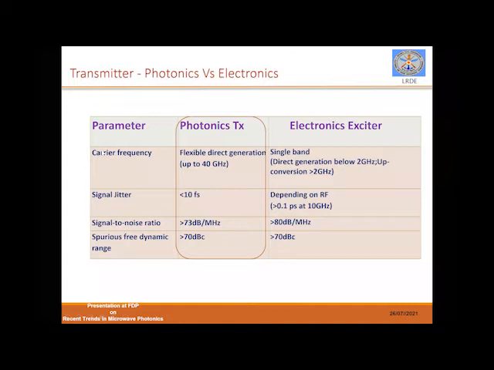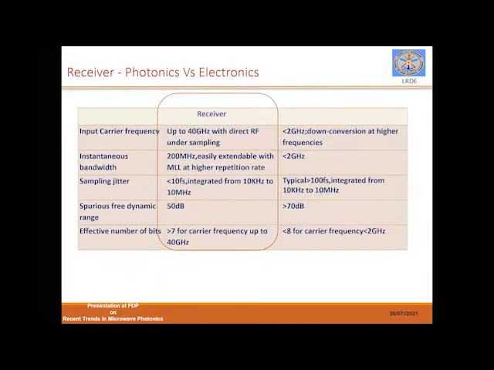Now let's have a look at the advantages of the receiver section. In a radar, if you want to process a signal operating at, say, 40 gigahertz, before sampling you will agree with me that you have to down-convert the signal because of the limitation of the sampling frequency of the ADC. The moment you go for very high frequencies, you require a down-conversion module. But in the case of photonics, you can give the direct 40 gigahertz signal at the input of a photonic ADC to get the baseband signal.